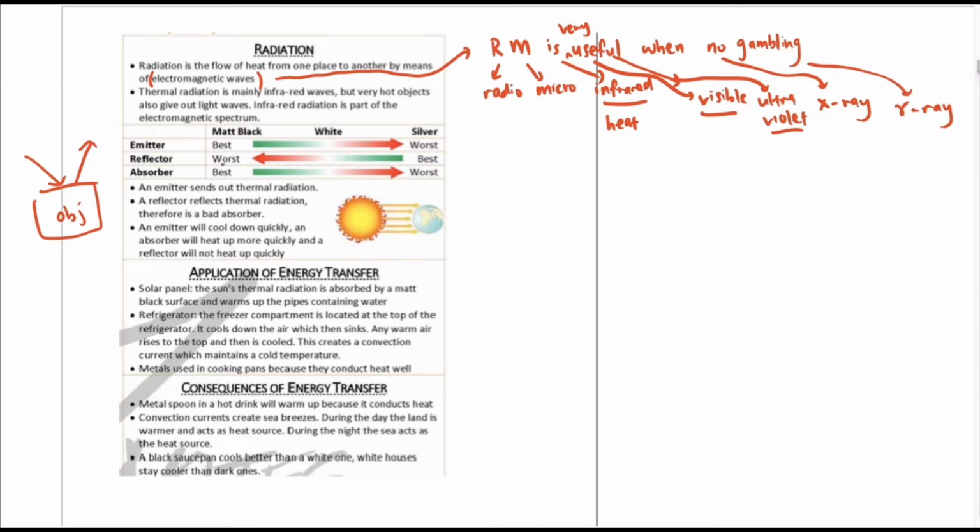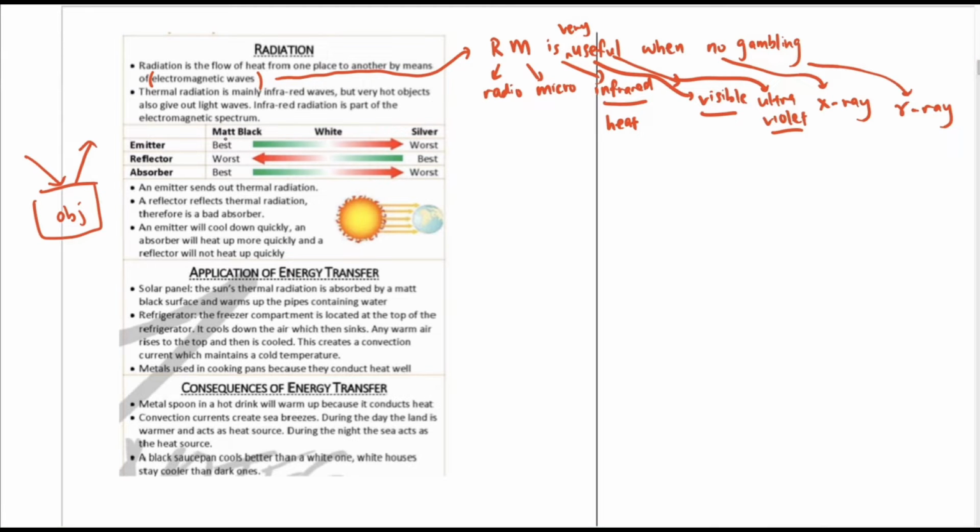Now, matte black is the worst reflector. You want the heat to be reflected, but it is very hard for a black color object. If it doesn't reflect, that means what? That means it will absorb the heat as well as the light actually. So that's why black color is the worst reflector, and hence it will be very hot. If you supply heat to it, it becomes very hot.